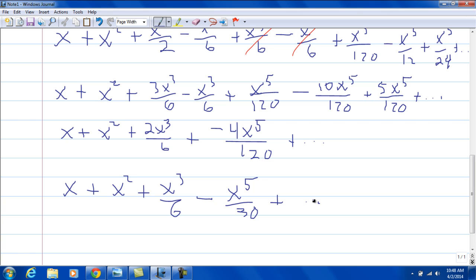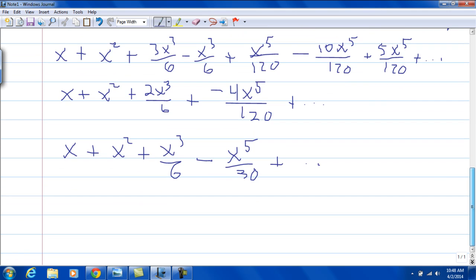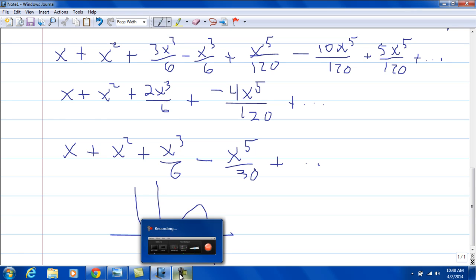Okay. And my graph comes out to be, comes down like this, goes up, drops like that. That's the first graph. Okay, so that's our first one. Let's look at number 10 now.